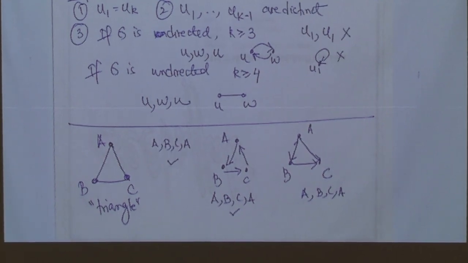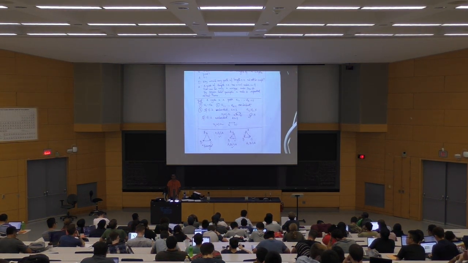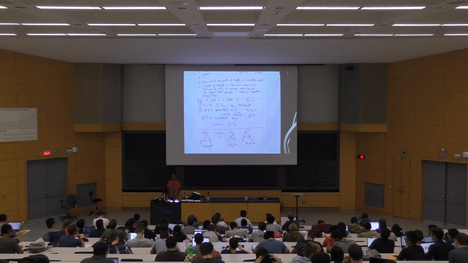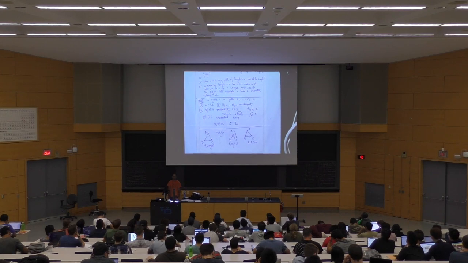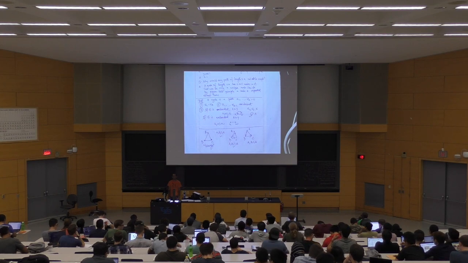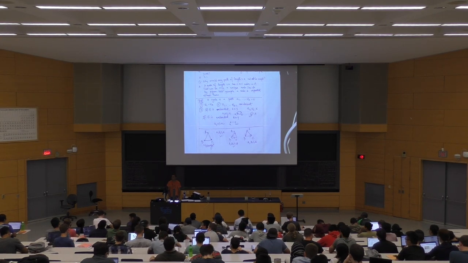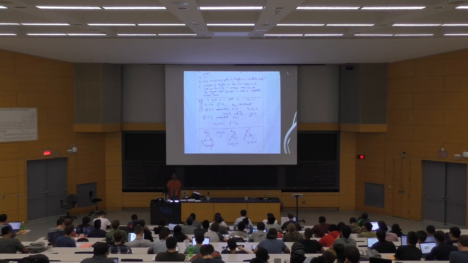Brandon. Yeah, actually you said for an undirected graph, k is greater than or equal to 4, but the bottom left there is only 3. Here? Now k is the length of the sequence, not the number of vertices. Any other questions? Richard. What do you mean by node IDs? Oh, IDs. Any other questions?